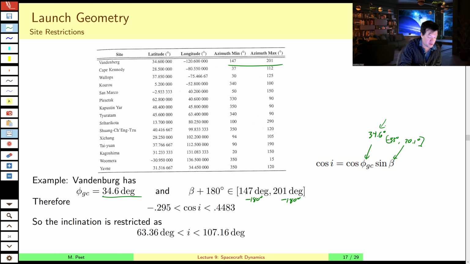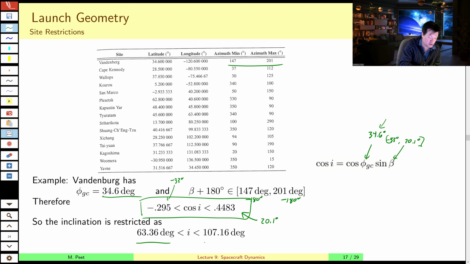So we find that the cosine is between negative 0.29295, which corresponds to negative 33 degrees, and 0.44, which corresponds to plus 21 degrees. And so we do an inverse cosine on that, and we find that our resulting inclinations are restricted to between 63 degrees, put a little circle there, perfect, and 107 degrees.